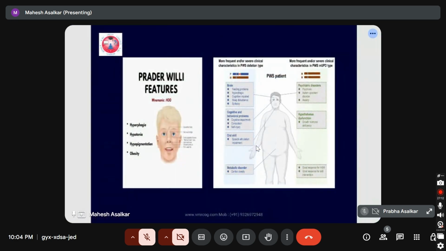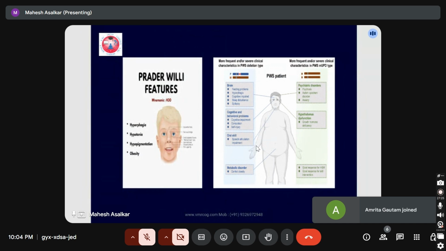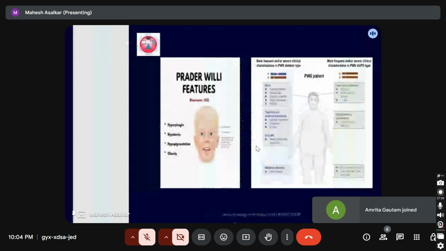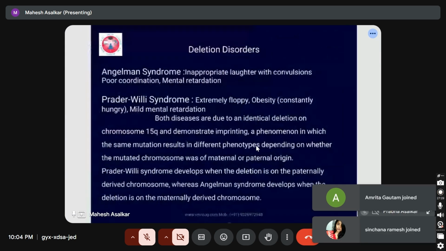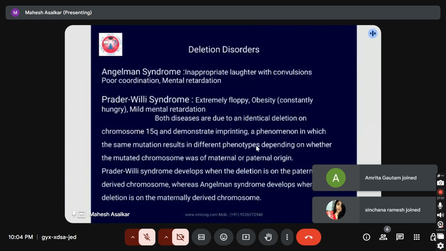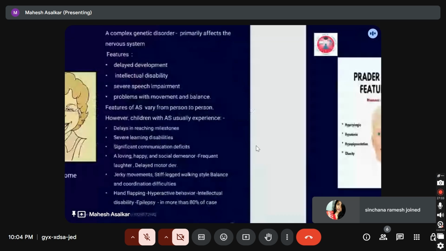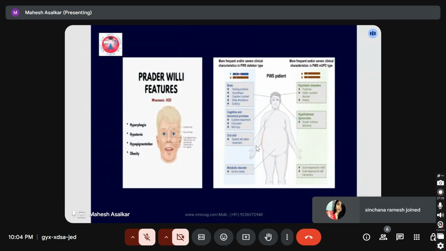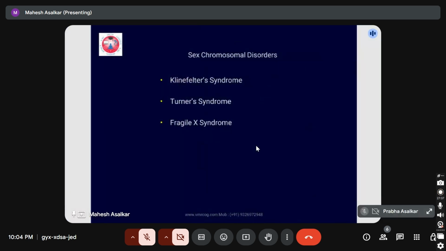Prader-Willi syndrome, the mnemonic is H3O, that is hyperphagia, hypotonia, and hypopigmentation, and there is obesity. So Prader-Willi syndrome will be there when the deletion is affecting the paternal chromosome. Here, the deletion is a problem. The chromosome is the same, but whether it is maternal or paternal is important.